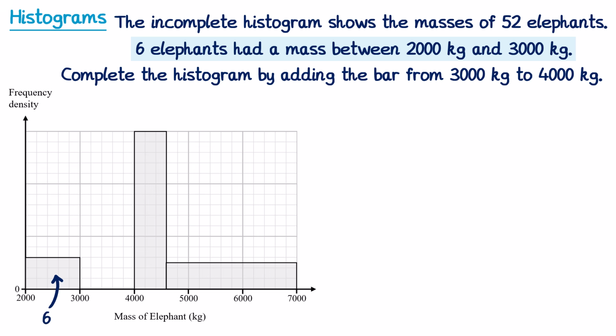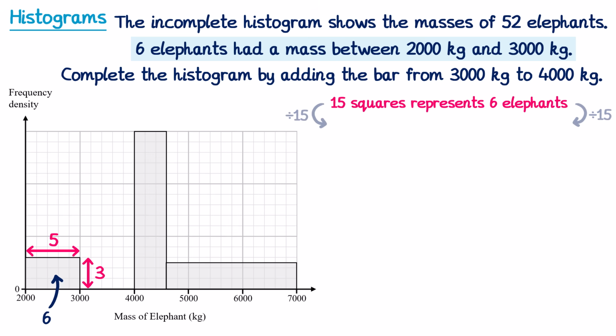If we work out the area of the bar in squares, it's 3 squares tall and 5 squares wide, which means its area is 3 times 5, 15. That tells us that 15 squares on this histogram represent 6 elephants. That must be the same across the whole of the histogram, so every 15 squares will represent 6 elephants.